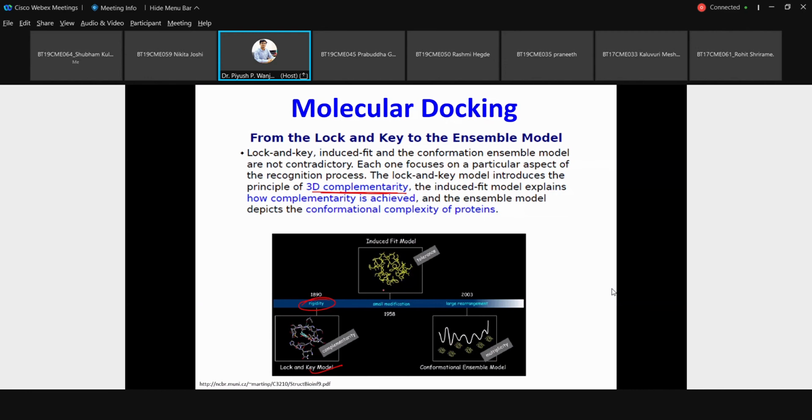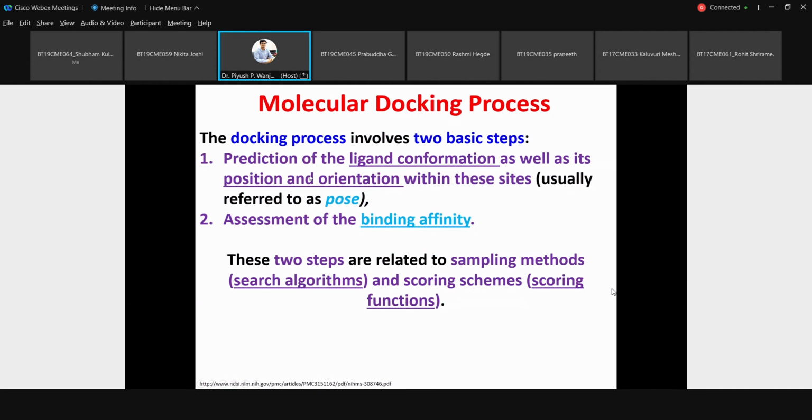The second theory talks about how the complementarity between the two things is going to be achieved, and the third talks about how the different structures can be there, so you have to take into consideration their conformational complexity. All these three things are related to each other; they are not contradictory, and each one of them is going to focus on some aspect of your recognition process.